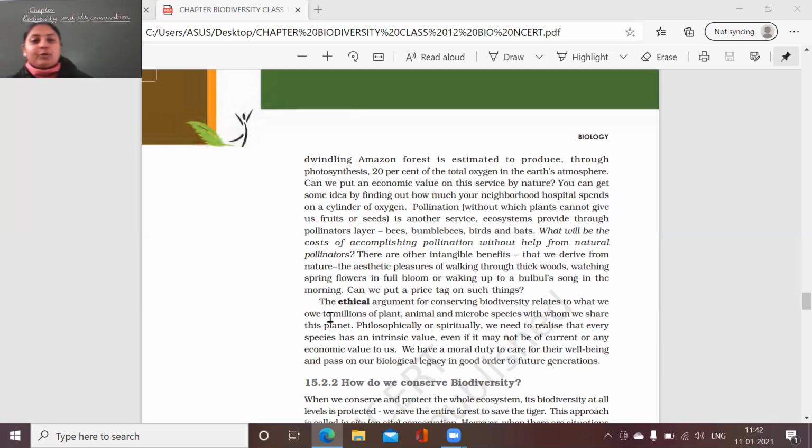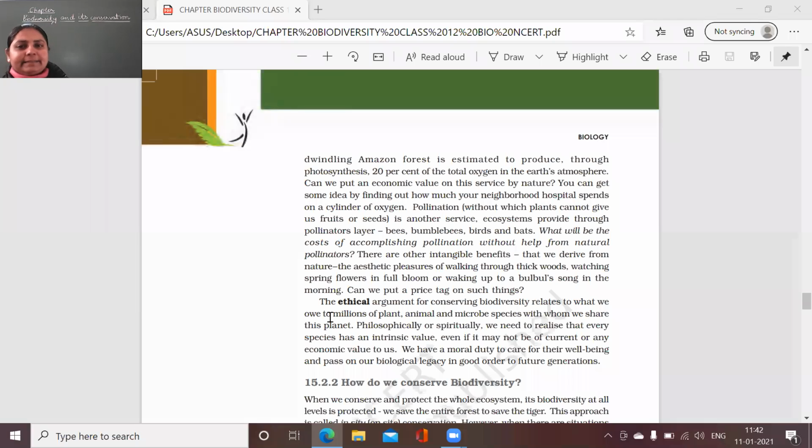ठीक है, and in the ethical argument he has said that we are not the only single species who has the right to live on this planet Earth. There are so many species who also emerged along with us, and these may be species of plants, animals, microbes. And if we have the right to live on the planet Earth, then this means all of these species, plants, animals and microbes, they also have the right to live on the Earth. So who are we to make conditions critical for their survival?